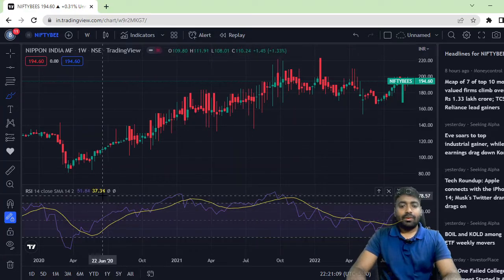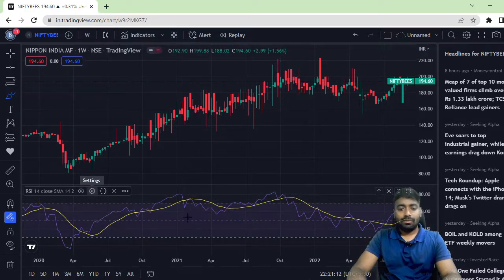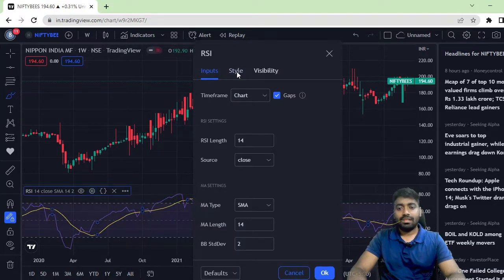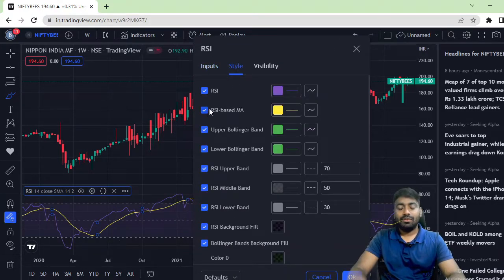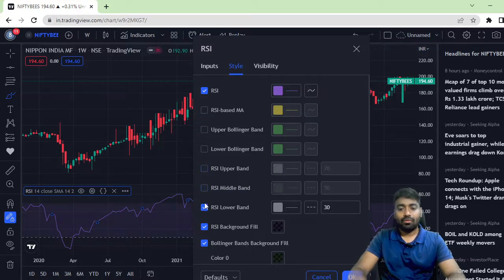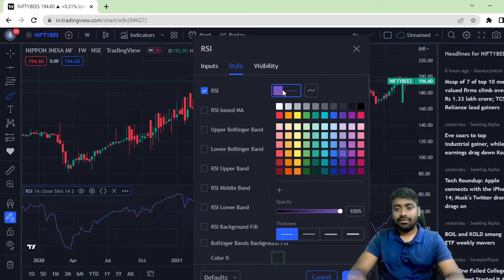Okay, now it's done. Here you can see a complicated chart is coming. To minimize that and give a proper picture, you have to change some things. Just come to the style, and here you only need the RSI. So you just remove all these parameters you are seeing. I'm removing everything and giving only the RSI. If you want to change the color, you can. In my case, for proper visibility, I'm giving the green color.